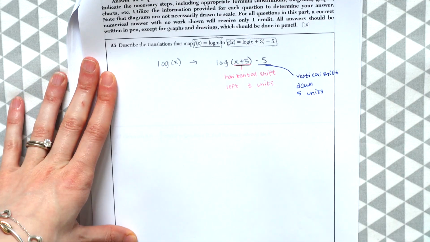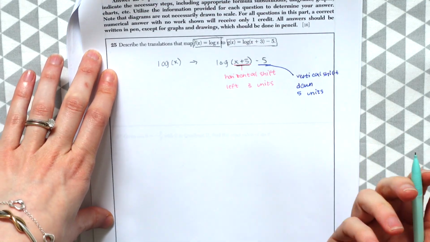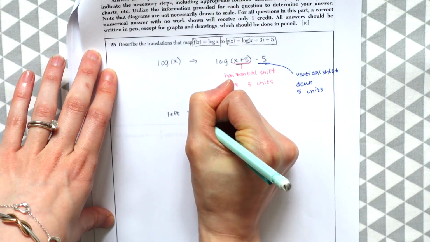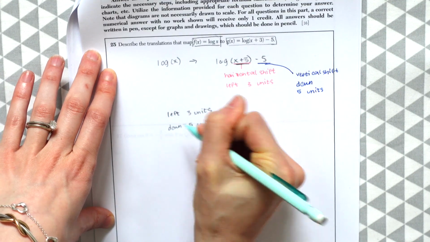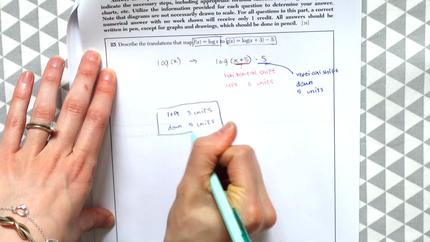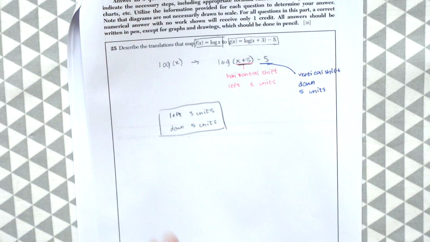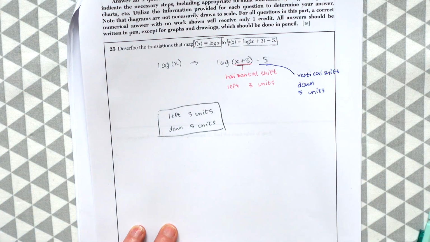So that's really all we need to write here: left 3 units and down 5 units. This is all you need to write. I just wrote all this out so we have a clear picture of before and after and what's going on here. But that's our answer.